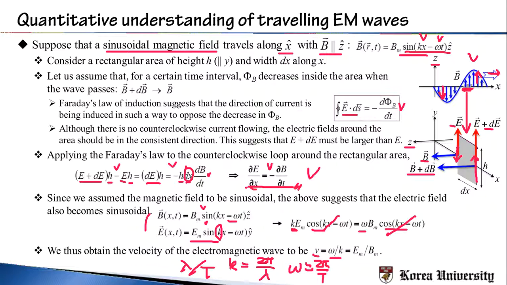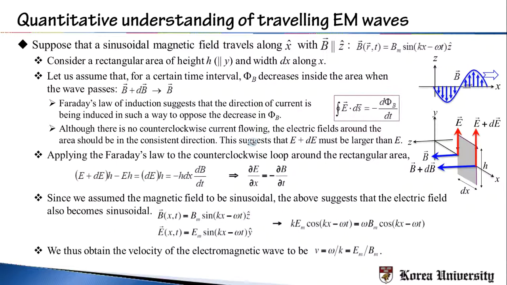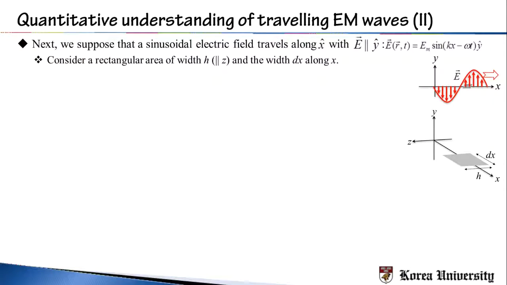What we find is that the velocity of this traveling wave is equal to the ratio between the amplitude of the electric field and the amplitude of the magnetic field. Then we will continue on the next slide. This time we will think about the same situation using the electric field first, and the electric field is now pointed along the y-axis, just like shown here.